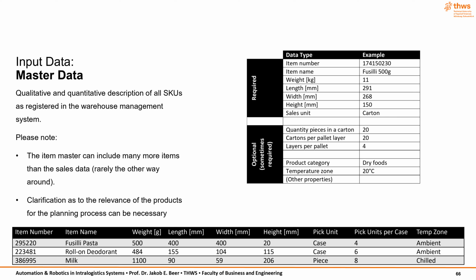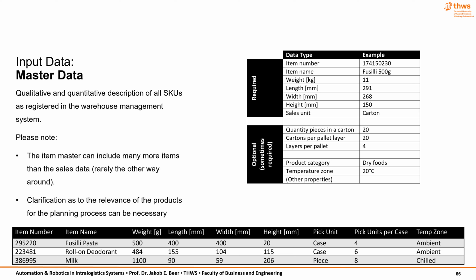The item master includes basic but essential information. This typically begins with an item number and item name to identify each product uniquely. Beyond that, the dataset contains physical attributes such as weight, length, width, and height. These parameters are vital when calculating storage requirements, planning racking systems, or configuring automation solutions.